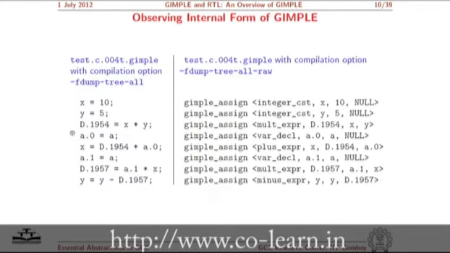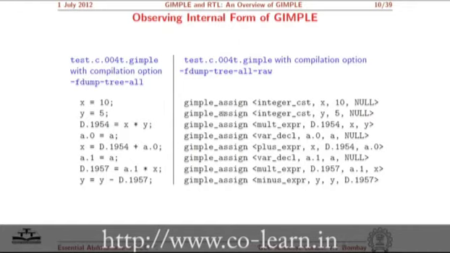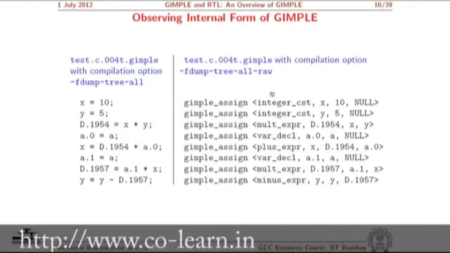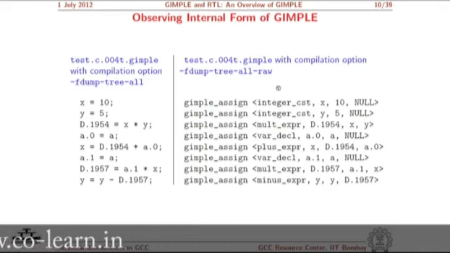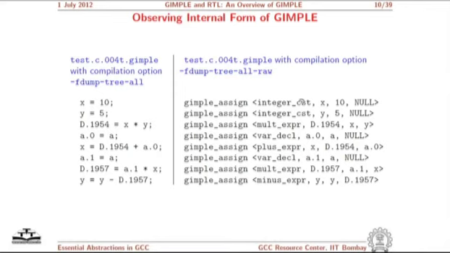Okay. So, this is the output that we get with fdump tree all, and this is the output that we get with fdump tree all raw. Okay. So, this is a tuple, this is x is equal to 10. So, this is integer constant x 10 null. This is how the fields are organized in a tuple. Okay. So, when you get raw details, you actually see Gimple as tuples.